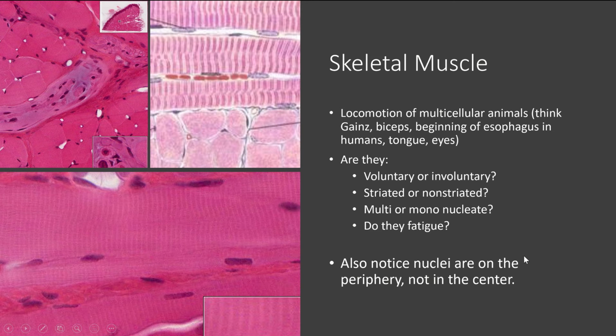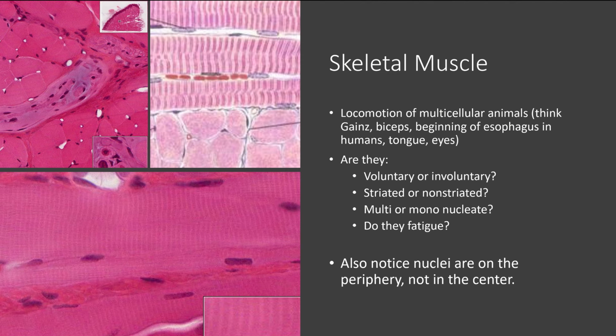Okay, so now we're going to go to skeletal muscle. Remember, skeletal muscle is responsible for locomotion of multicellular animals. So think gains, think your biceps, the beginning of your esophagus, right? You can choose when to swallow, you can choose how to move your tongue, stuff like that. You can choose where to move your eyes. Anything you can voluntarily choose, I promise, is skeletal muscle. I promise it's the only muscle that is voluntary.